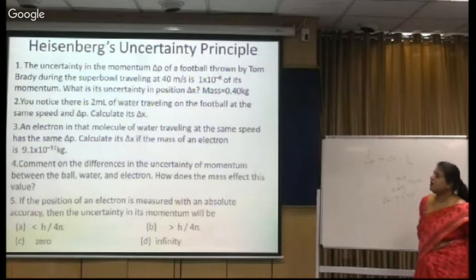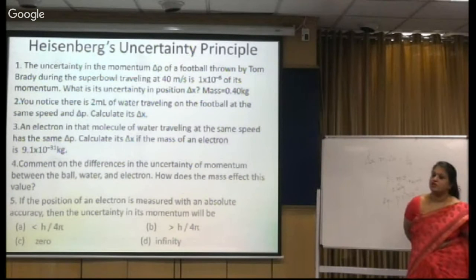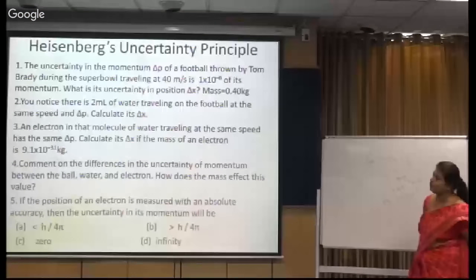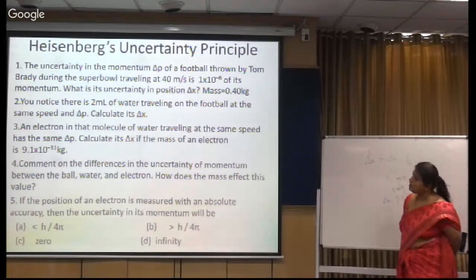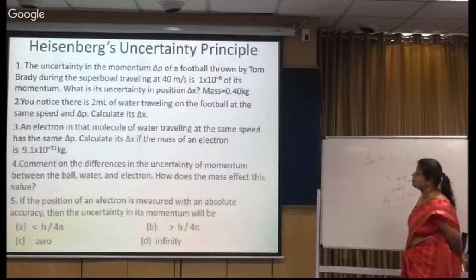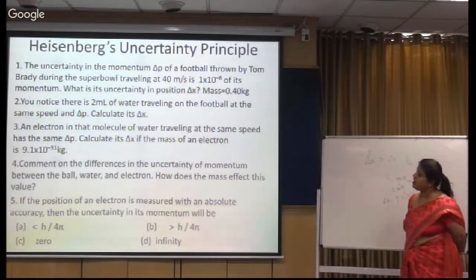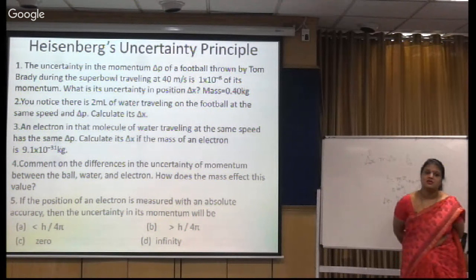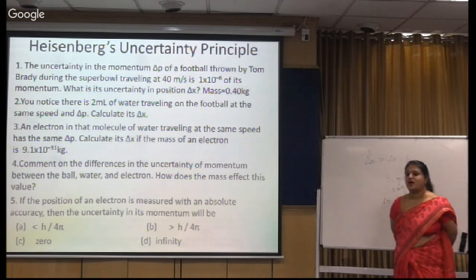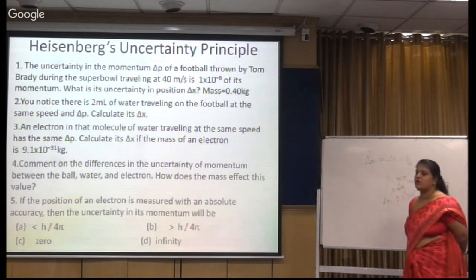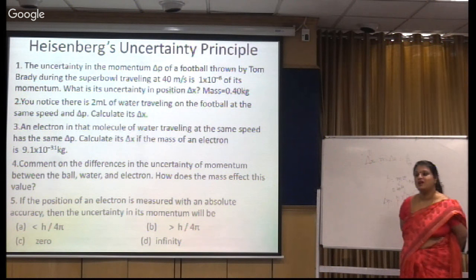An electron in that molecule of water, again a continuation of what the previous two numericals were saying. An electron in that molecule of water traveling at the same speed has the same uncertainty in momentum. Calculate its uncertainty in position if the mass of an electron is 9.1 into 10 to the power minus 31 kg.